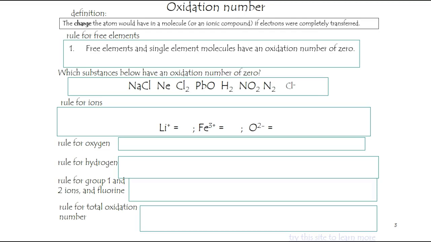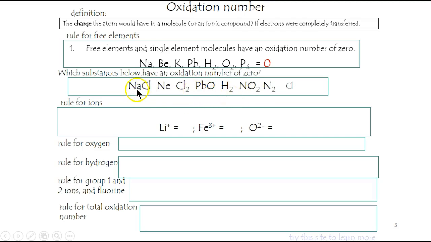If you have a pure element that's alone, now it could be diatomic, but there's no other element present, that has an oxidation number of 0. So for example, if you just see sodium separate, not part of sodium chloride, but just separate, or if you see oxygen separate, like H2 plus O2 making H2O, both the H2 and the O2 would have an oxidation number of 0. Let's take a look at these substances here and figure out which ones have an oxidation number of 0.